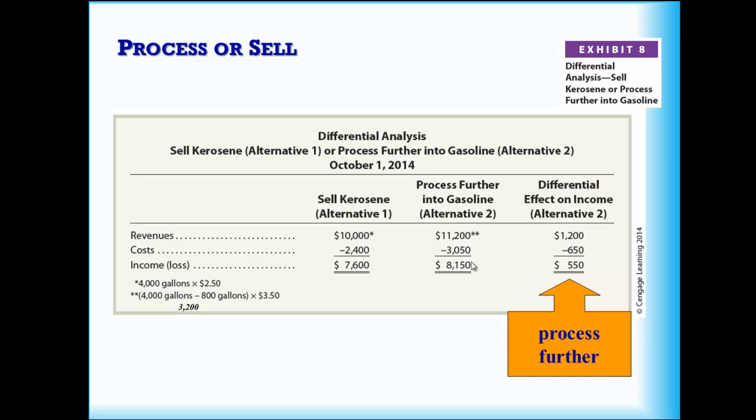So our differential revenue is $1,200. The differential cost is $650. The differential income in this case is $550. We'll be better off $550 in this case if we process it further. Okay, so the cost here says the cost of processing the batches, so that could include all sorts of different things. All that collectively was $2,400 for kerosene and $3,050 for gas.